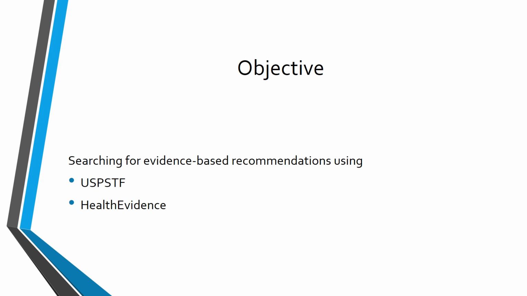We will be using the same PICO question as in previous modules of this series. Our P is high school students. Our I is STI education via social media. Our C is standard education. And our O is the decrease of risky behavior and incidence of STIs.